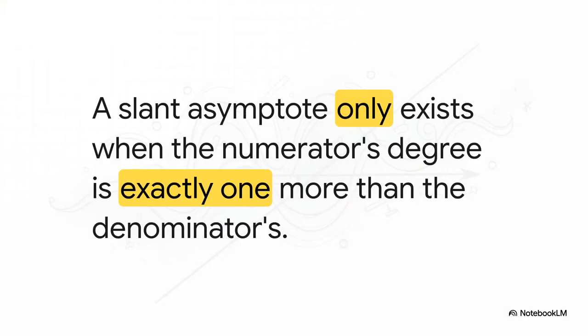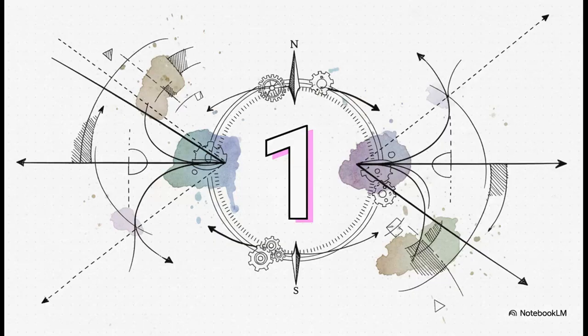And here it is, the golden rule. The one thing you have to burn into your brain. You only, and I mean only, get a slant asymptote when the degree on top is exactly 1 bigger than the degree on the bottom. Not 2 bigger, not 3, just 1. That's the magic number, 1. If the difference in the degrees is anything else, you can forget about a slant asymptote. The graph will do something else entirely at its ends, but it won't be following a straight tilted line.